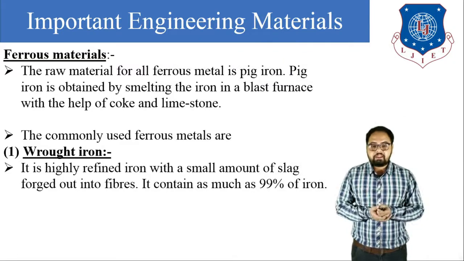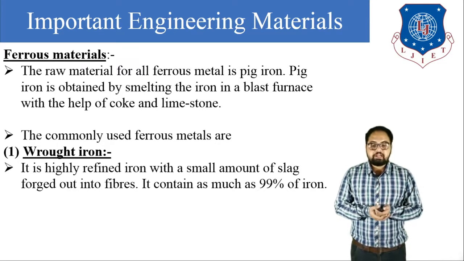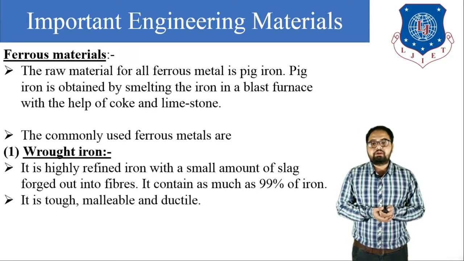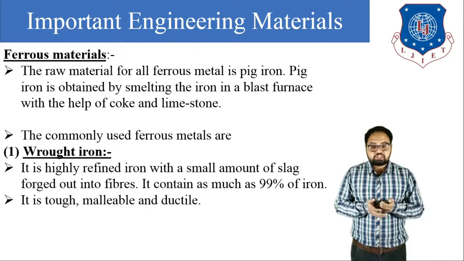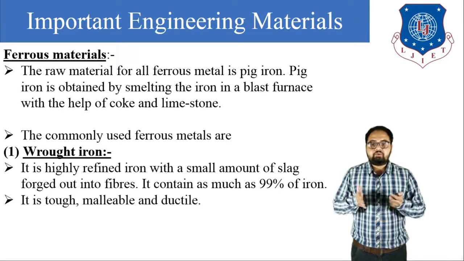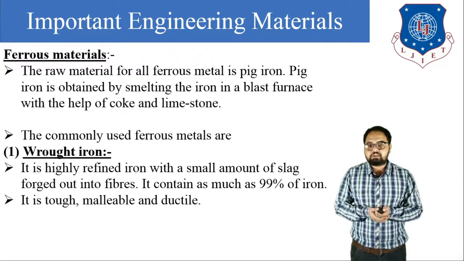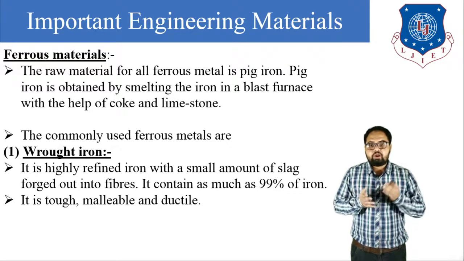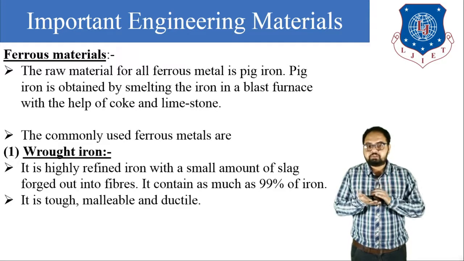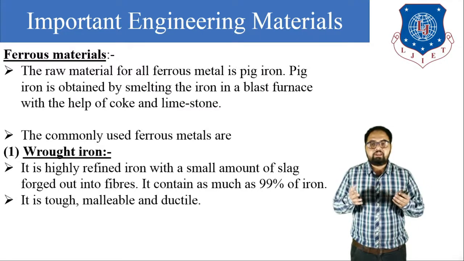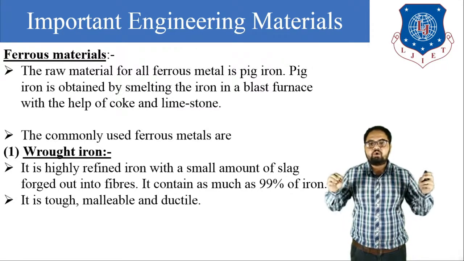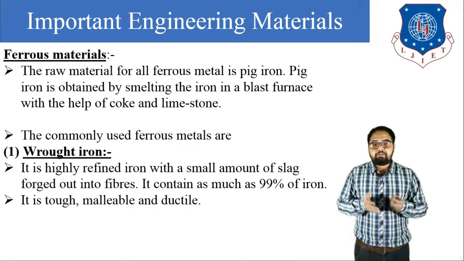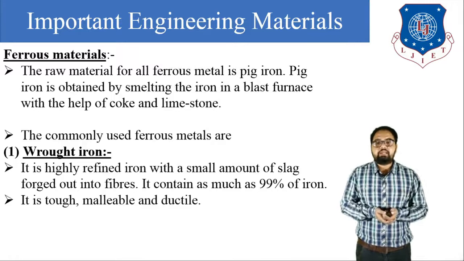It is highly refined iron with a small amount of slag. Okay. And it is forged into fibers, and it contains around 99% of iron. The wrought iron is tough, malleable and ductile. We know the properties which we discussed in the last video session: toughness, malleability and ductility. Malleability means by hammering or application of force it can be easily converted into thin sheets. Ductility means the ability of a material to be converted into long thin wire, and toughness means the ability of a material to resist a fracture due to high impact load. All these properties wrought iron has.